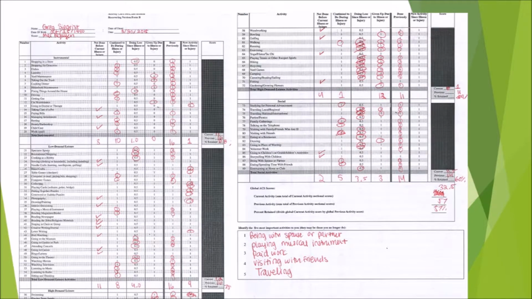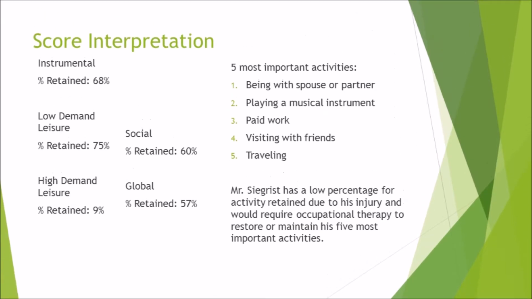Shown here is the score sheet from the assessment. The percent retained was taken by dividing the current activity with the previous activity. The instrumental percent retained was 68, the low demand leisure percent retained was 75, the high demand leisure percent retained was 9, the social percent retained was 60, and the global percent retained was 57.